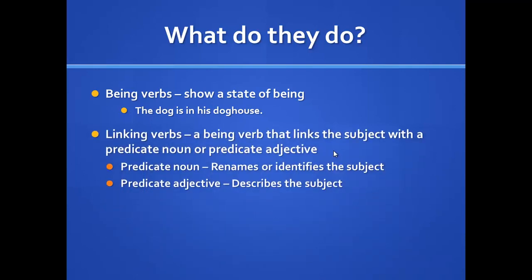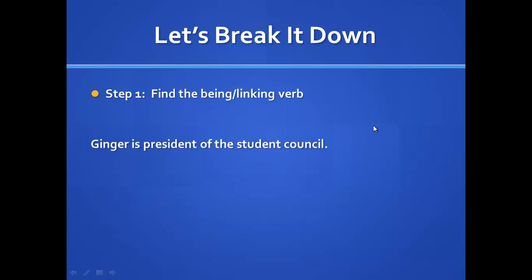A linking verb is just another being verb, but it links the subject with a predicate noun or a predicate adjective. A predicate noun renames or identifies the subject, and a predicate adjective describes the subject. Let's break it down into steps. So step 1, you're going to find the being or linking verb. So, looking at the following sentence, find the being or linking verb. If you said is, you were correct.